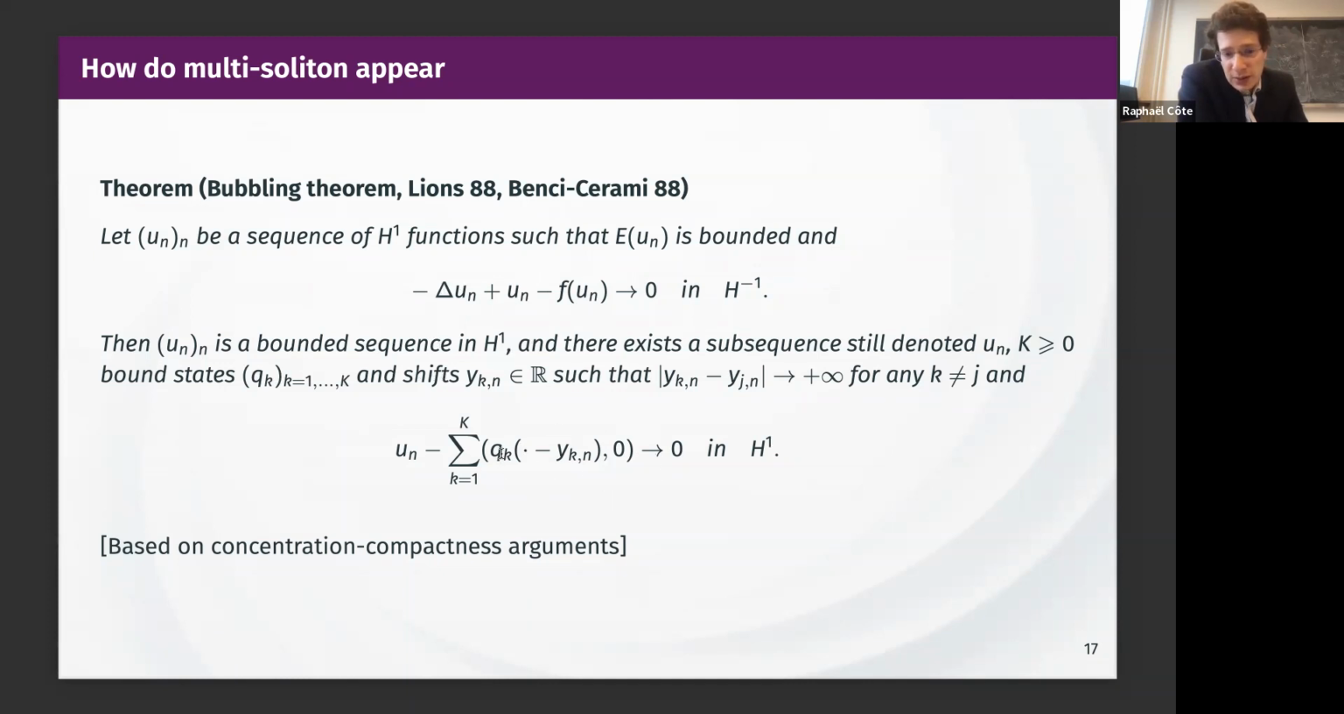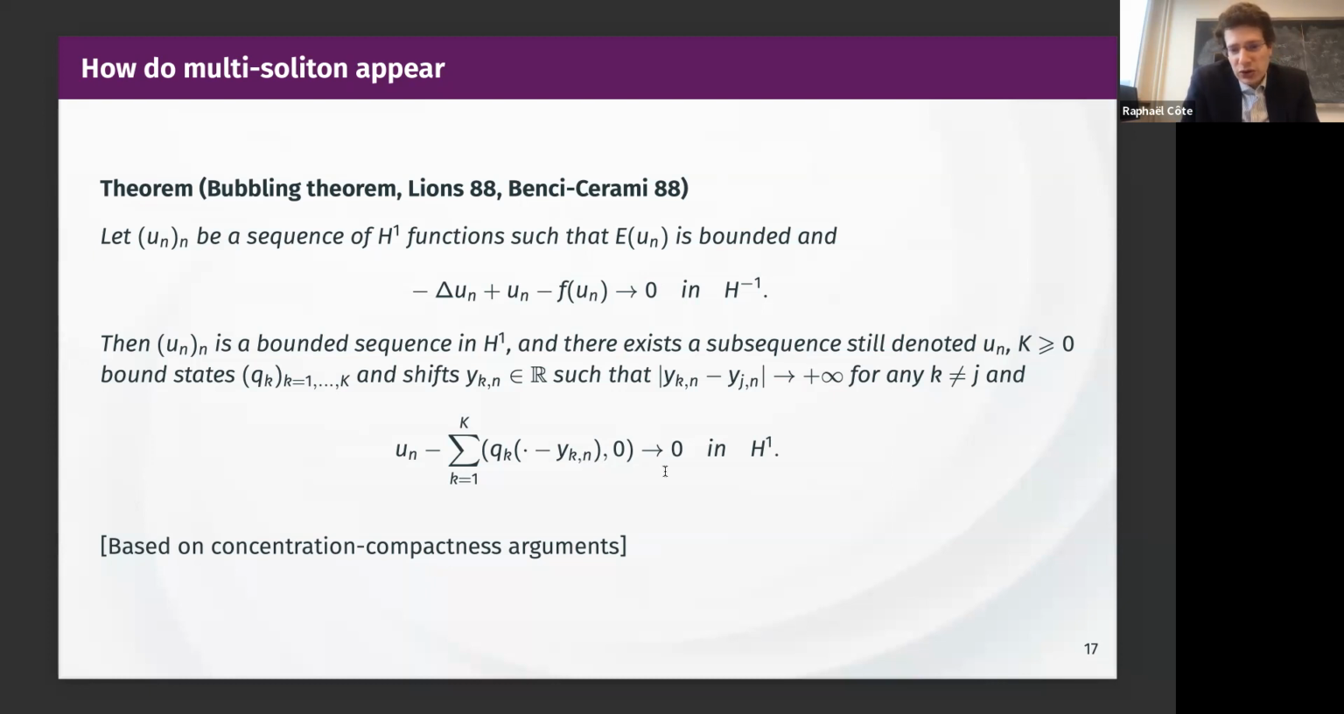So you have bound states, decoupling at infinity. The centers are in white K, and the convergence is strong in H1. So it's this kind of result. Here we're in the subcritical case, so it's somehow a perfect result.